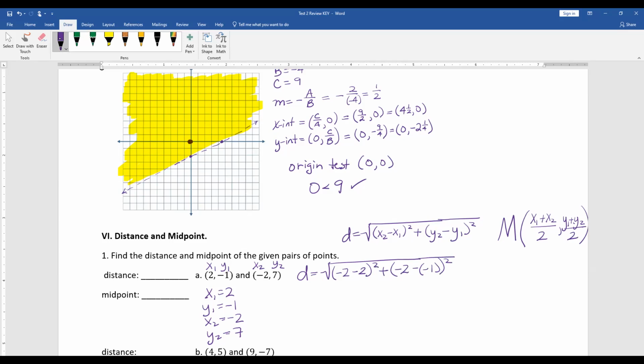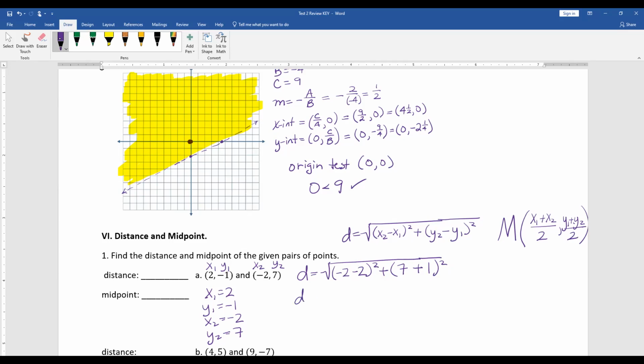Wait, I did the wrong one. Hold on. Okay, so -2 minus 2, and then 7 minus -1. There we go. Now it's fixed. Can we also go ahead and change this to 7 plus 1? And we know why it's plus. All right, so then we just simplify.